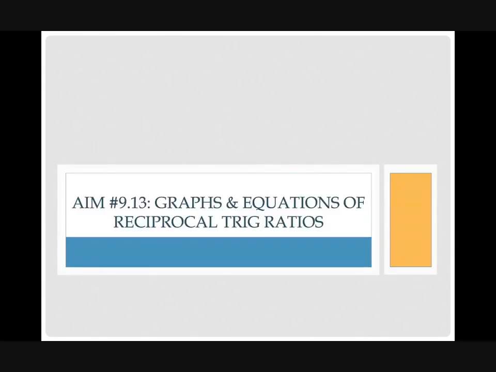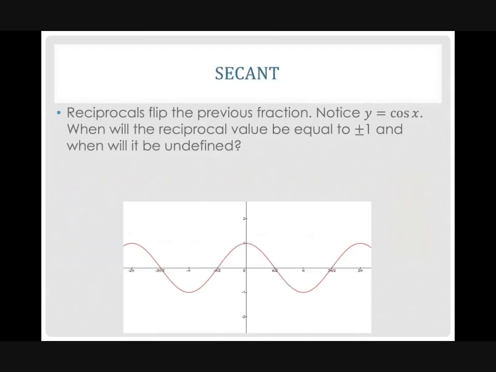AIM 9.13 Graphs and Equations of Reciprocal Trig Ratios. So let's start off first with secant. Reciprocals flip the previous fraction. Notice y is equal to cosine of x below.